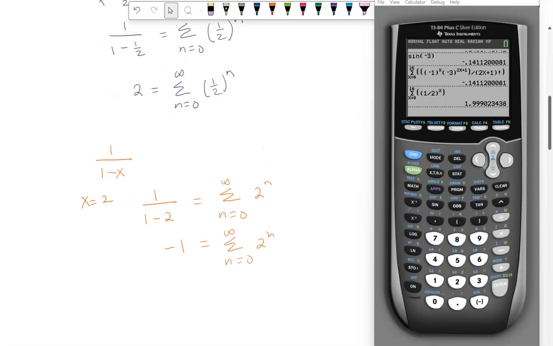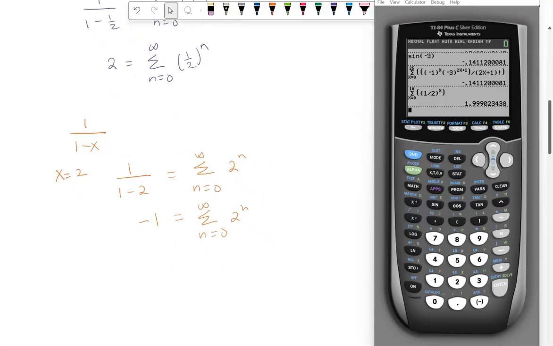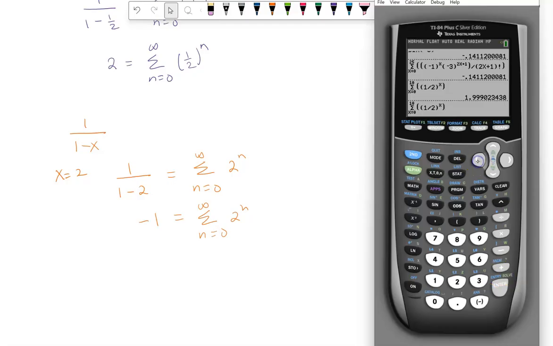And I'm expecting my series 2 to the power of n to work for this. So let's see if I can just go up and edit this one. I'm just going to change my 1/2.